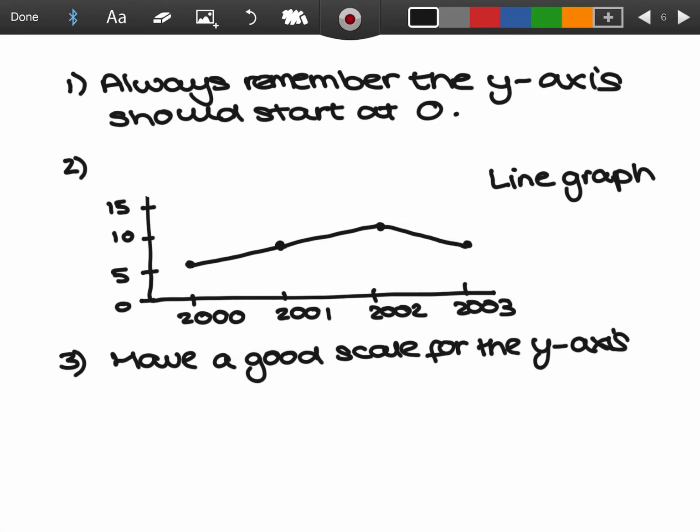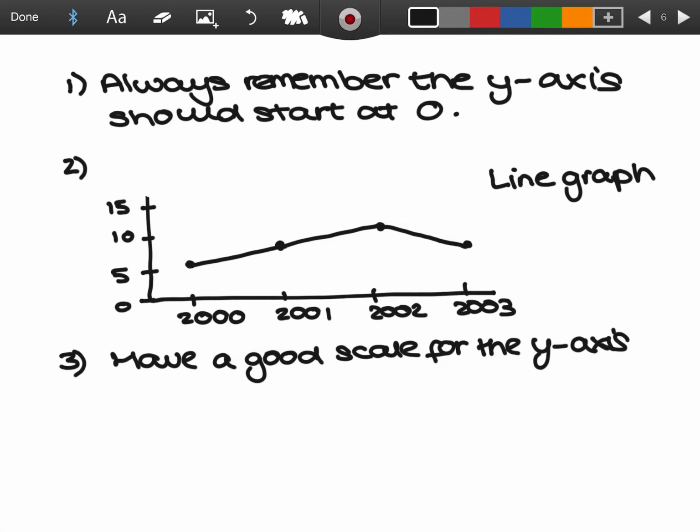Again, it must start at 0 and make sure it's not too large or too small. So as I said, at the start, I may have gone a bit too large for my y-axis, okay? But also remember, it shouldn't be too small. Make sure that like your maximum value on your y-axis isn't equal to your maximum data point, okay? You want to go slightly above, just not too far above. That's a great way of representing your data, okay? And just make sure it's got a good scale.